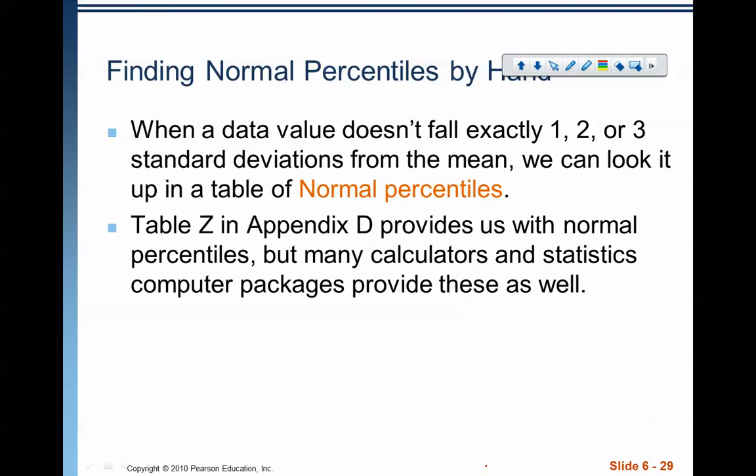Back in the back of your book, go to the Z table. It's in Appendix D. It's like the last couple of pages in your book.